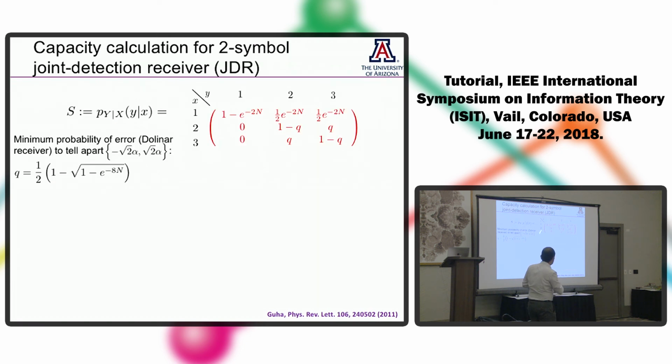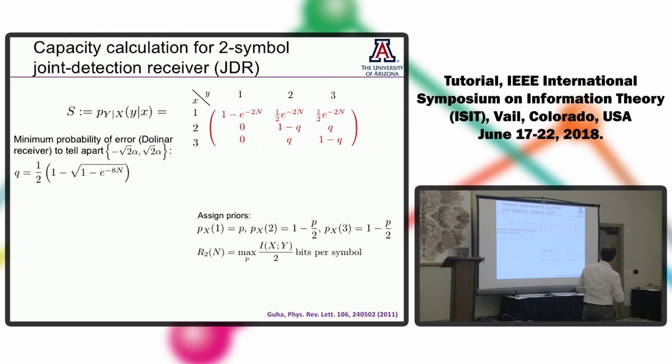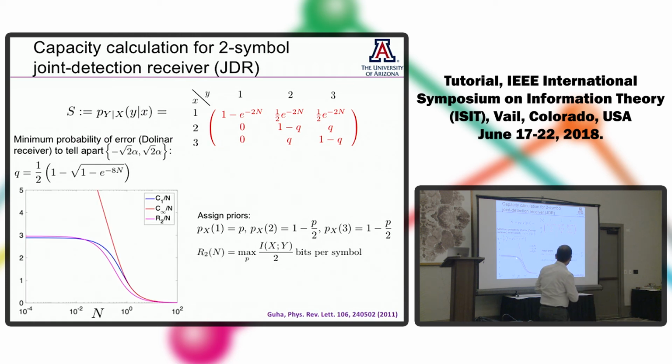So we take this transition matrix and we can write down the mutual information of that transition matrix. This is now a Shannon capacity calculation. We can do that, optimize over the prior probability, p, (1 minus p)/2 and (1 minus p)/2 is what I'm giving as the priors. And I'm going to divide it by 2 to get my bits per symbol. And when I do that calculation and plot it, this is what I get. So this was our C1. This was the C infinity that I had shown, expressed in bits per photon as a function of n.